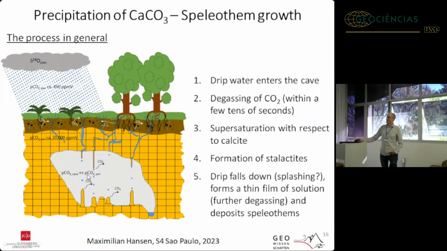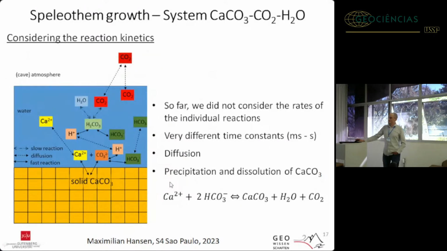But usually we are interested particularly in the stalagmites. So if the solution drips down onto the stalagmite, it forms a very thin solution layer, about 1 millimeter in thickness. So the degassing of the excess CO2 will be very, very fast, in the range of a few seconds. And then the pH value will rise, and you get the supersaturation and precipitation. So this is again the scheme which I showed you before.